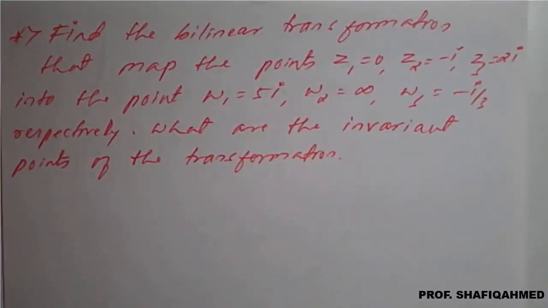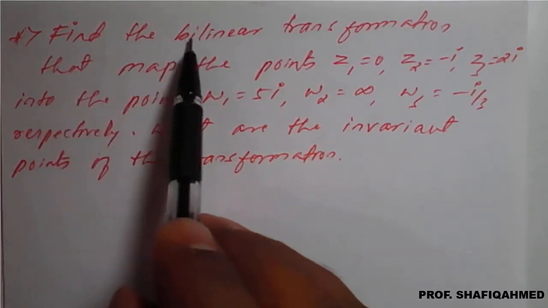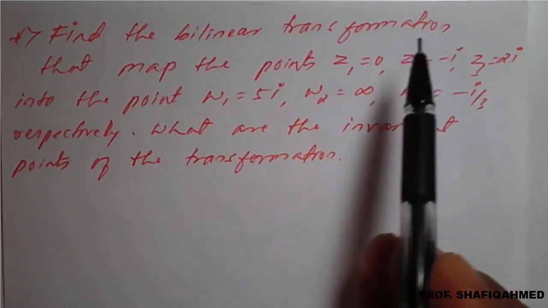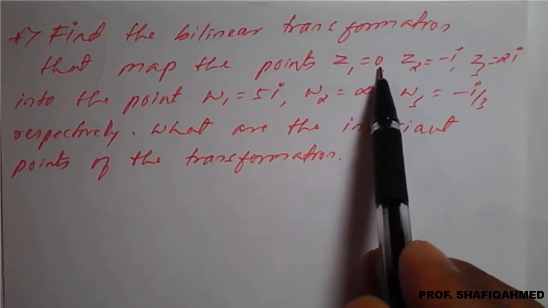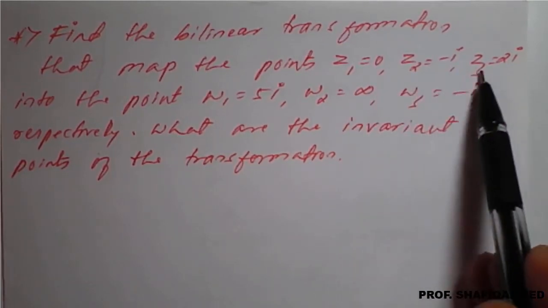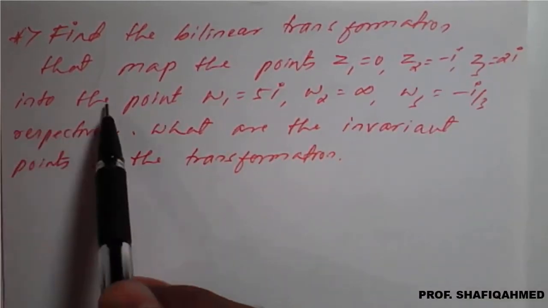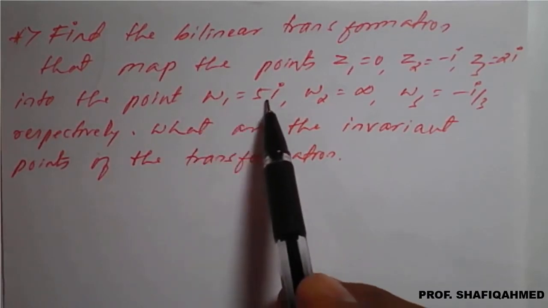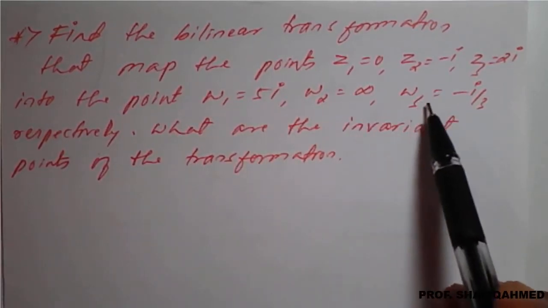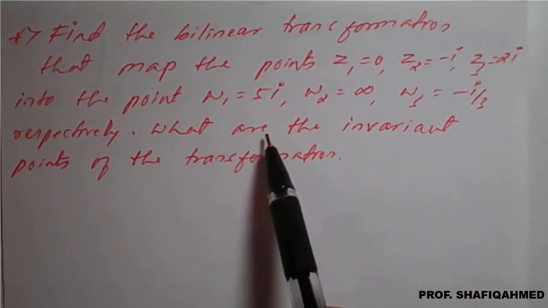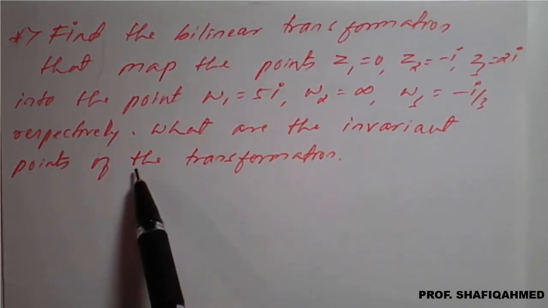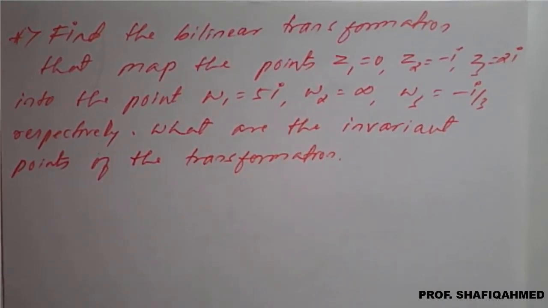Hello everyone. In this lecture, we'll see a problem on bilinear transformation. The problem is: find the bilinear transformation that maps the points z1 = 0, z2 = -i, z3 = 2i into the points w1 = 5i, w2 = infinity, w3 = -i/3 respectively. Also, find the invariant points of the transformation.